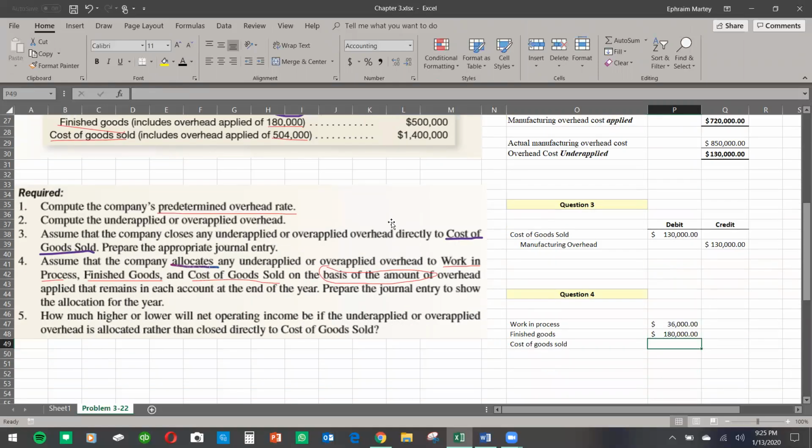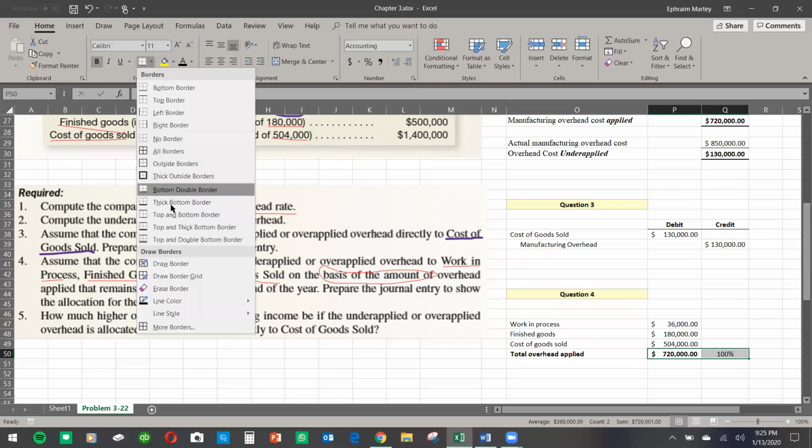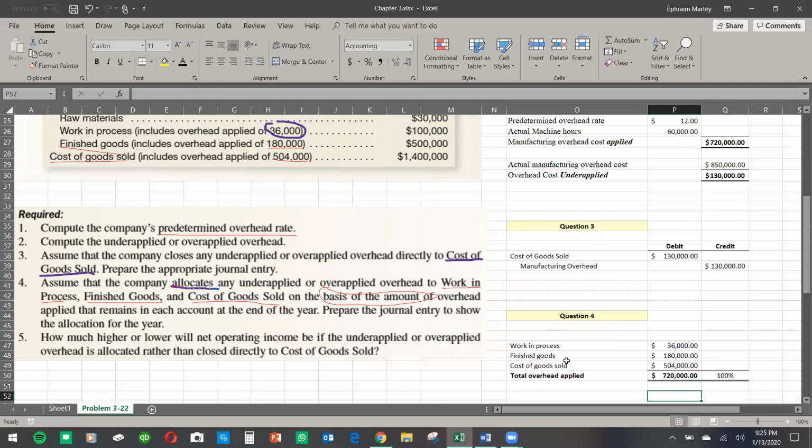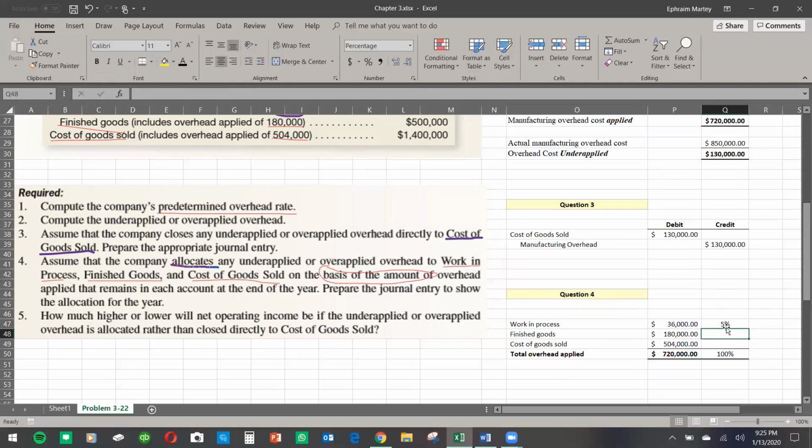Cost of goods sold, 404,000. Okay, and then the total, we add all of them together, that will give us 720. Here we have 100%. So the total will be considered as 100%. Now we're going to find work in progress as a percentage of the total. Cost of goods sold as a percentage of the total. So we take this and divide by the total, which will give us 5%.